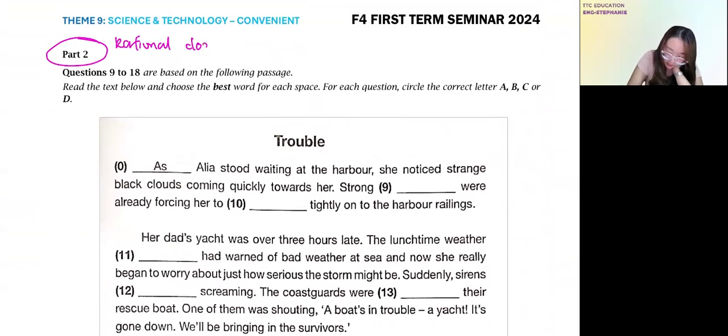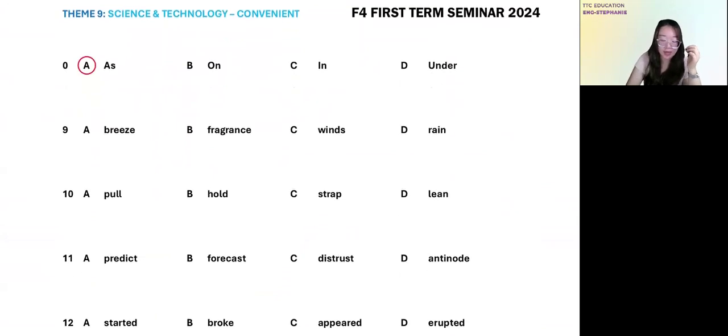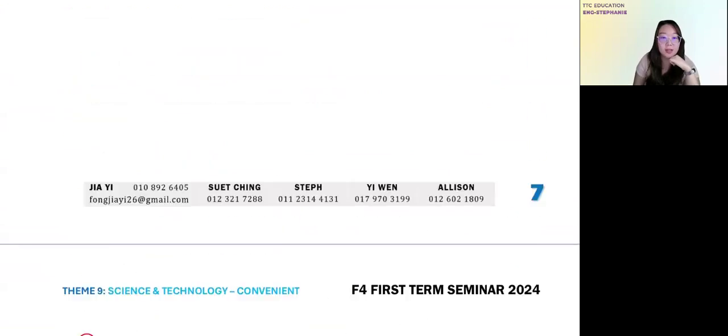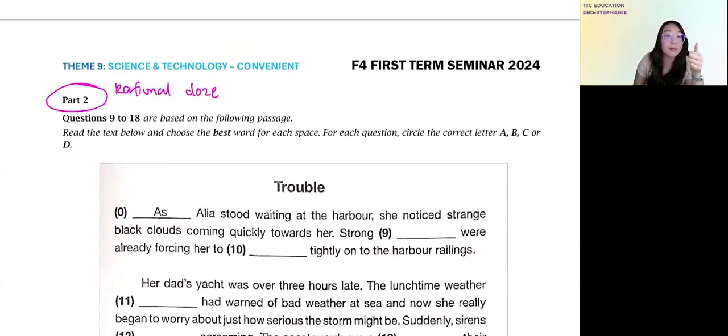Rational clause is also known as your error correction in lower forms. In Form 1, Form 2, Form 3, we have a passage where they bold one word and ask you to correct it. But because you are in Form 4 now, upper level, it will be more challenging. Now they will give you multiple choice questions, and you need to find among the options which is the best fit or the most appropriate for the particular word. Usually they will put similar meaning words or similar spelling words.